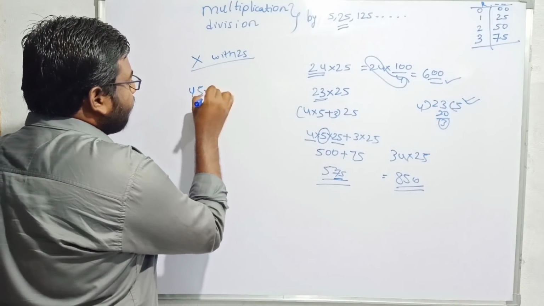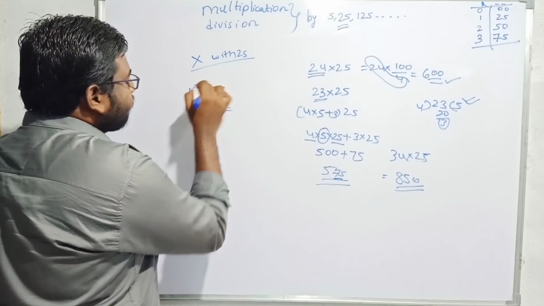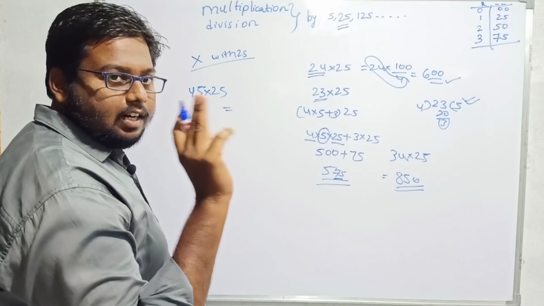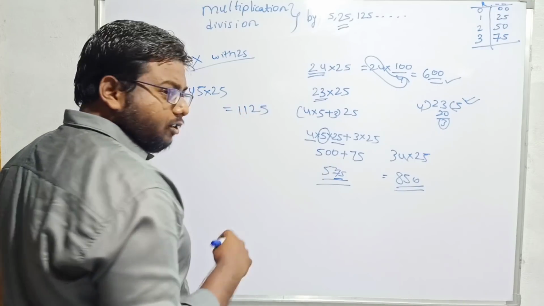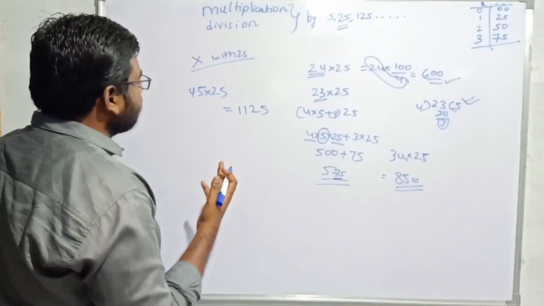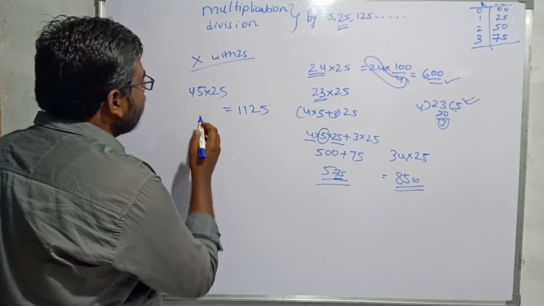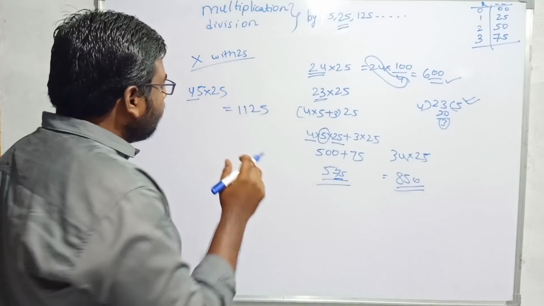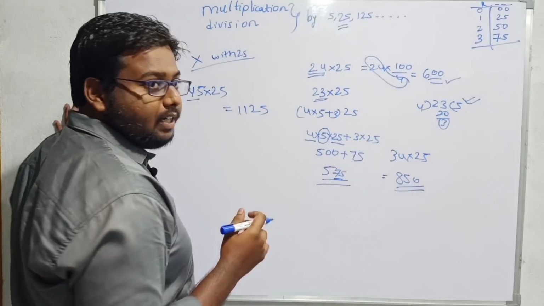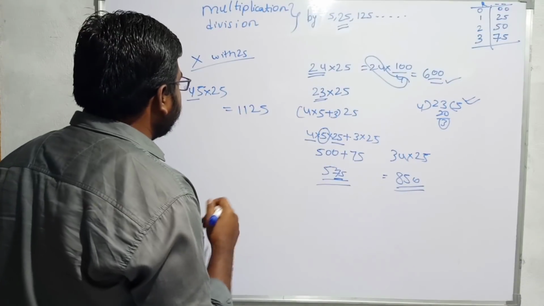For example, 45 into 25. In 45, how many 4s are there? 11 4s are there, and 1 is the remainder. So 1125. You can check if this answer is correct or not also. For example, 45 is a multiple of 9. So if we add all the digits, then it should be divisible by 9. We will see that in the divisibility case also.